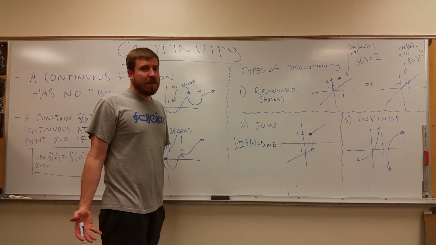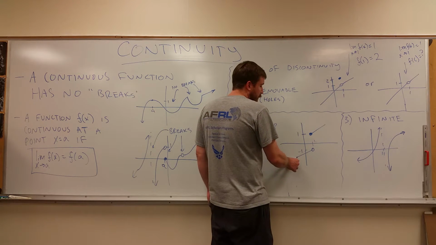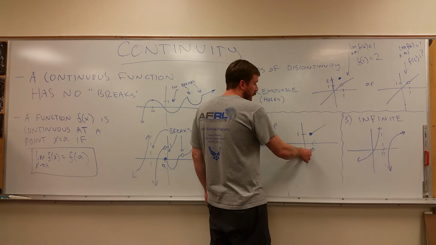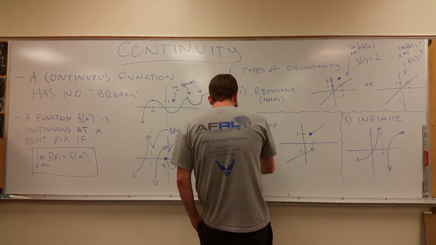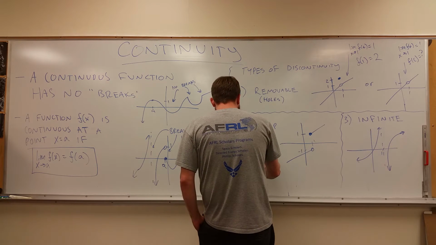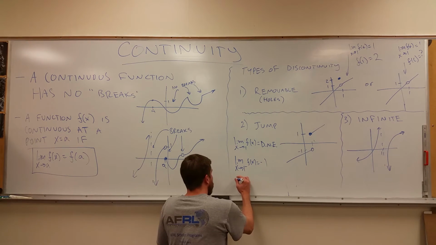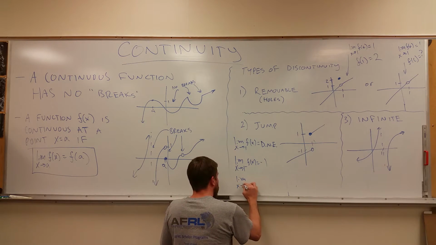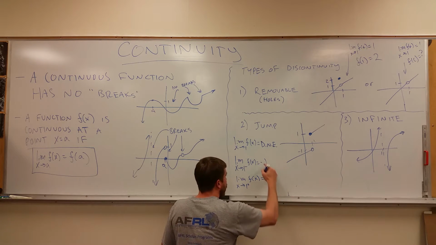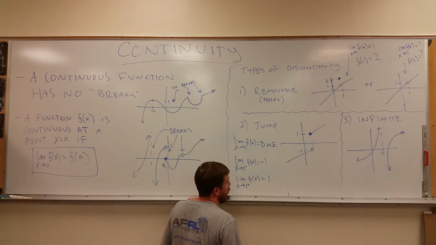So why would the limit not exist? Well, the limit would not exist because if we looked at the function approaching from the left, the limit as x goes to 1 minus, we would get negative 1. And then if we looked at the limit as x goes to the right, so as x goes to 1 plus, that would be equal to 1. Negative 1 and 1 are not the same thing, therefore the overall limit does not exist.